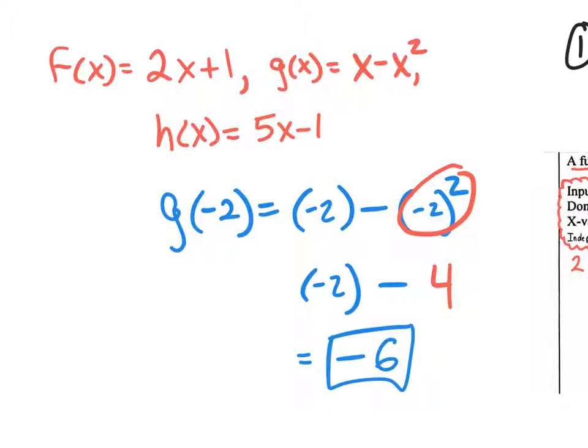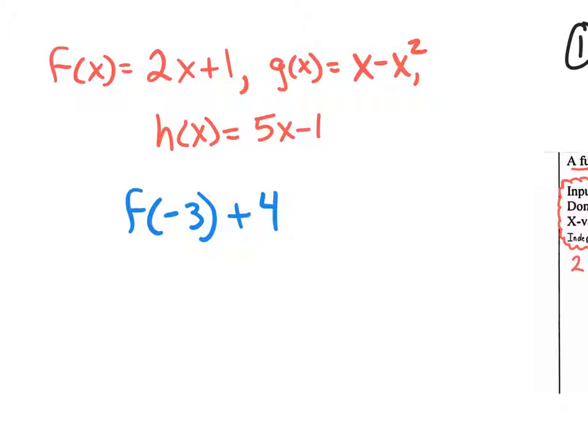Let's do one that's even more fun. How about that? F of negative 3 plus 4. What the heck? Well, don't worry about the plus 4 right now. Right now, let's do this. Plug in negative 3 into your f. And then you could do the plus 4. So let's handle this part first, the f of negative 3.